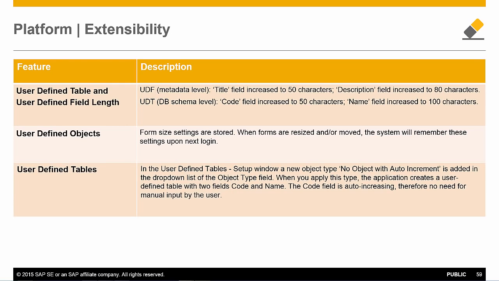With user-defined tables, the user-defined tables setup window has provided a new object type. No Object with Auto-Increment has been added in the drop-down list of the object type field. When you apply this type, the application creates a user-defined table with two fields, code and name. The code field is auto-increasing, therefore there's no need for manual input by the user.